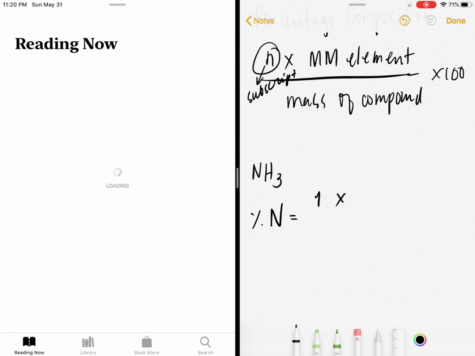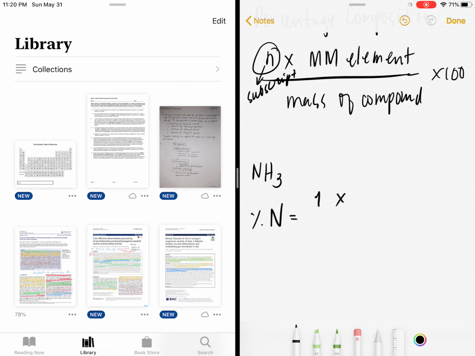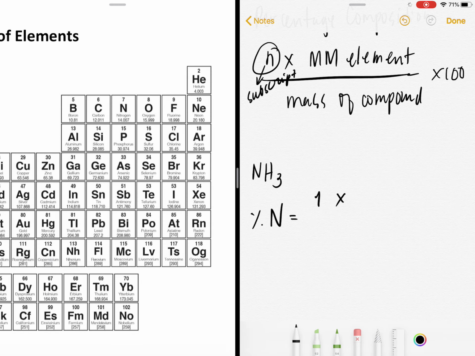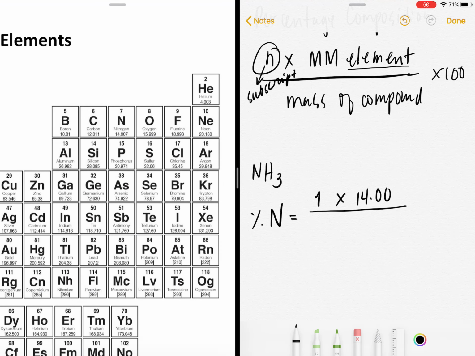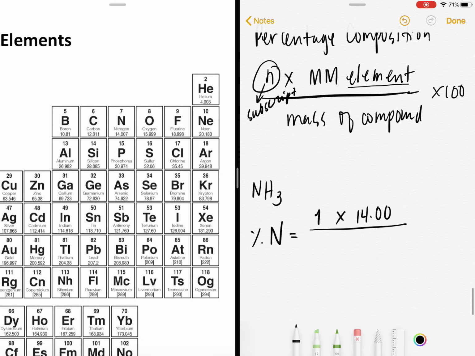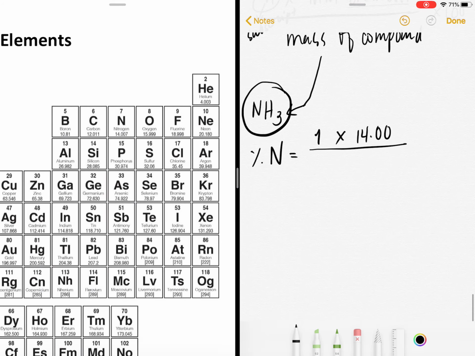Okay, punta tayo sa periodic table natin. Ayan, just a moment. So, ang ating molar mass is 14.00. That's the molar mass of the element. Sino yung element na kinocompute mo? Si nitrogen. Kaya kay nitrogen yung kinuha natin. Over the mass of the entire compound. So, what is the compound? It's ammonia. So, etong mass ng compound, this is the molecular mass of the entire compound.